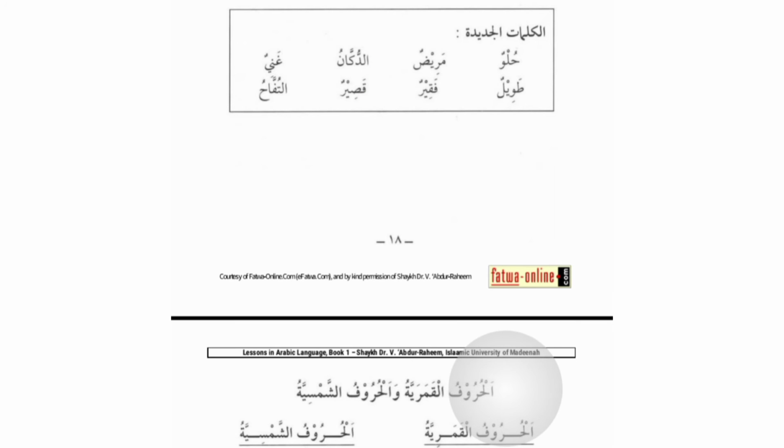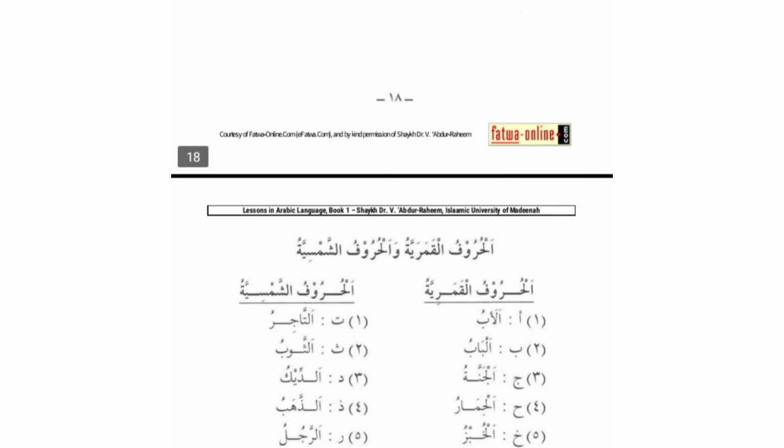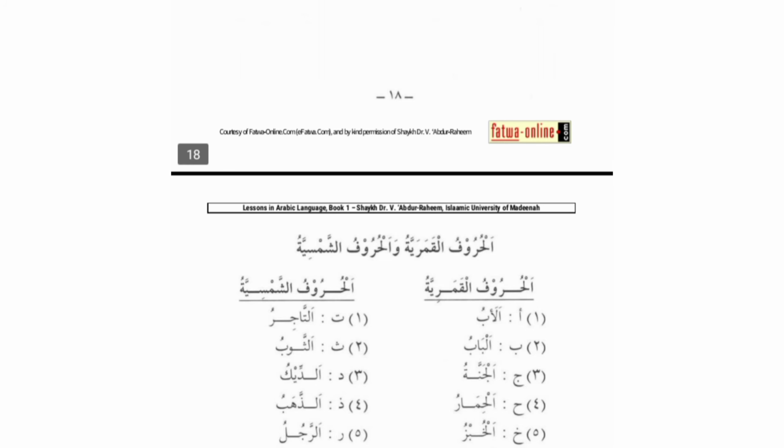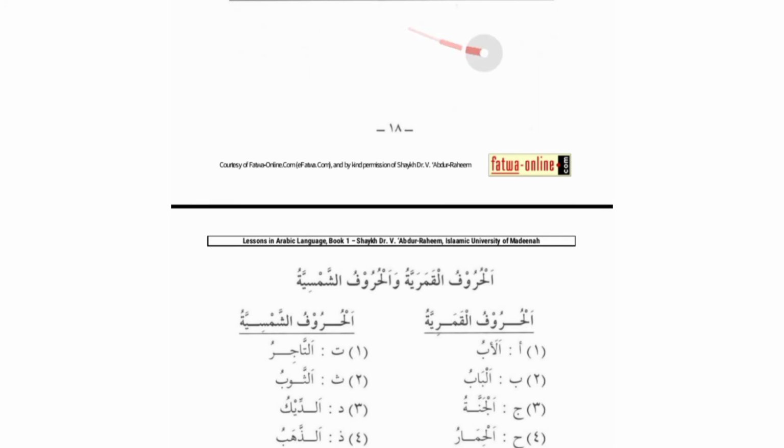For example, you have a talib here. Which one do you think qualifies a talib best here? You have marid, so you just attach them together. And you also have new words: hulwun, maridun, dukanun, gani, tawil. Sweet, sick. Dukan means shop, gani means rich, tawil means tall, faqir means poor, qasir means short, at-tufah means apple.